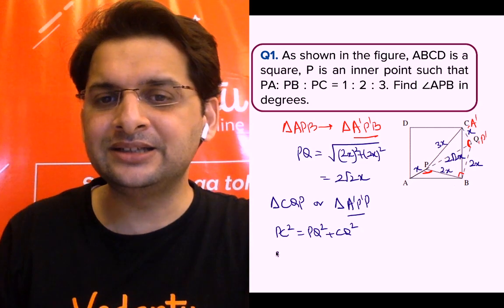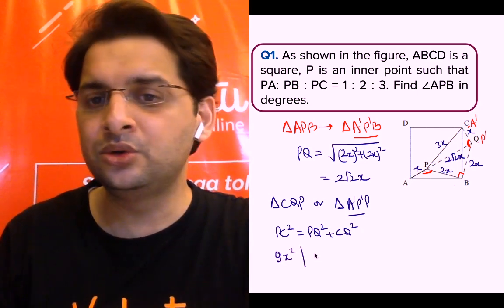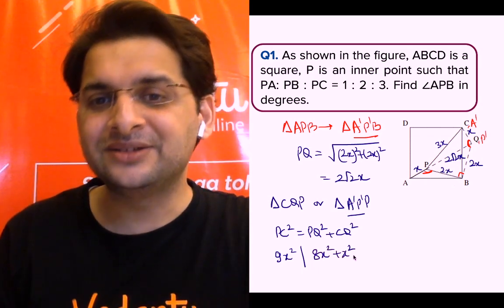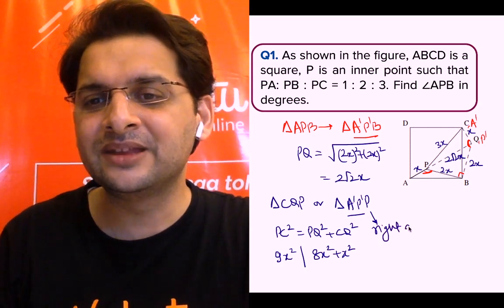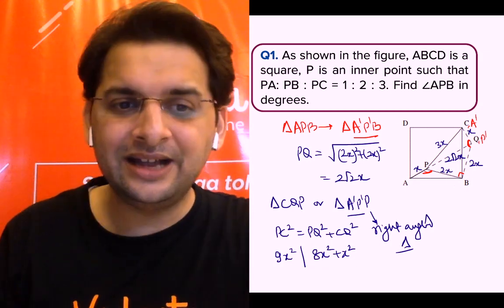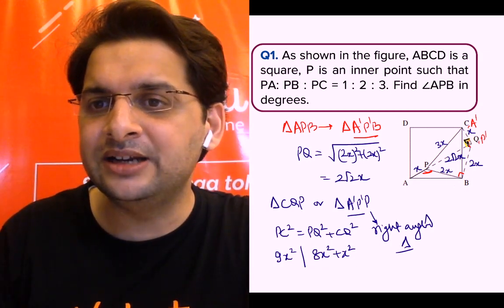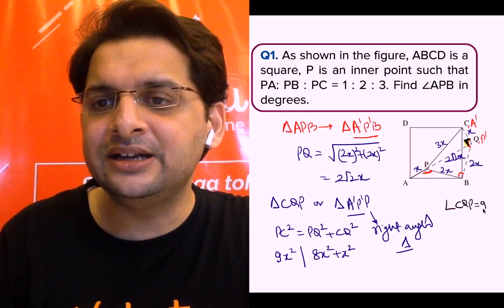Because this is 9X square, and right hand side it is PQ whole square, which is 2 root 2X whole square. This is 8X square plus X square. So that means this is a right angled triangle. Converse of Pythagoras theorem. And hence, this particular angle, bachcho, is 90 degree. So angle CQP is 90 degrees.